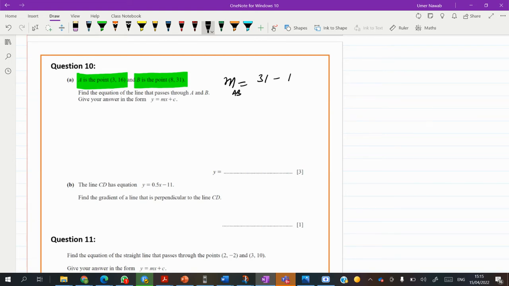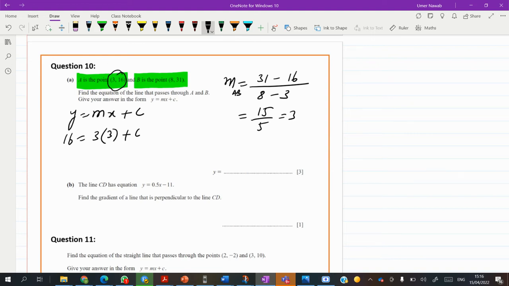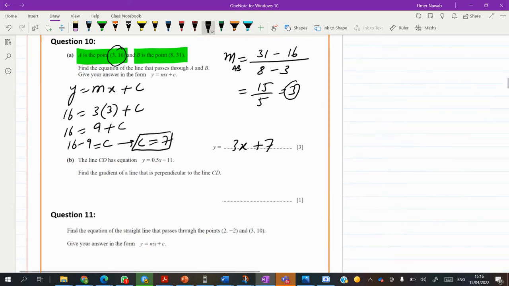So 31 minus 16, the y2 minus y1 over x2 minus x1. So 31 minus 16, guys, it's just 15, and this is 5. The gradient is 3. I will use A point. So y equals mx plus c. Y is 16 and m is 3. X is 3 plus c. 16 is equal to 9 plus c. 9 goes to the left hand side. So 16 minus 9 is equal to c. This gives you c is equal to 7. Now I'm ready to write the equation of a line. Y is equal to 3x plus 7.